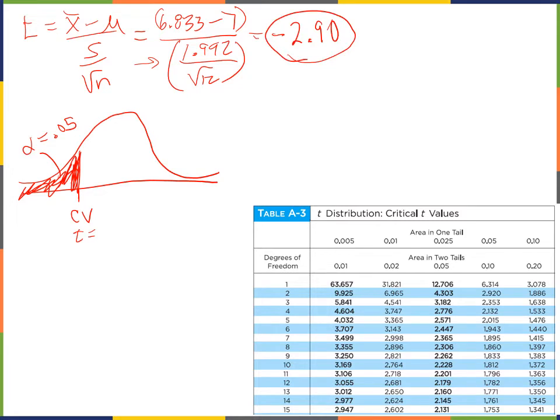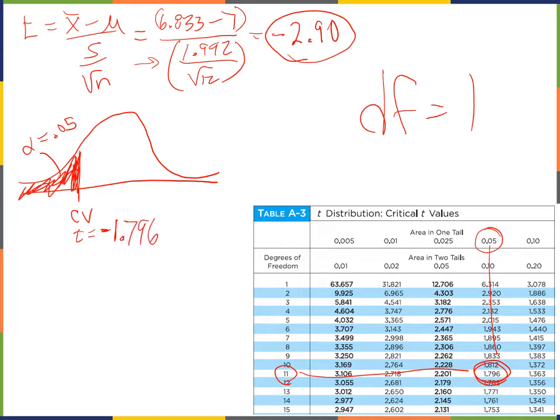Well, remember, our sample size was 12, so our degrees of freedom is 11. So we go down degrees of freedom of 11, okay? And now our area in one tail is 0.05. So you match that up, and here is your critical value. So in this case, since it's down here, we'll make it negative 1.796.